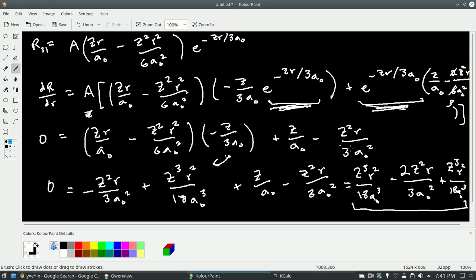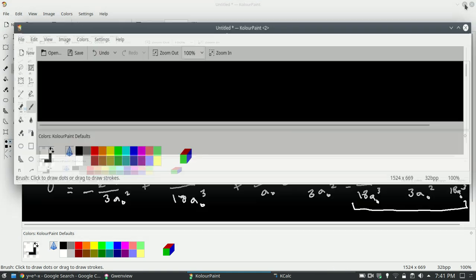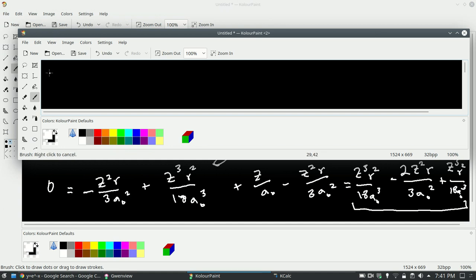Okay, so here I have 0 is going to be equal to all this stuff here. So I would like to simplify this a bit, if possible.